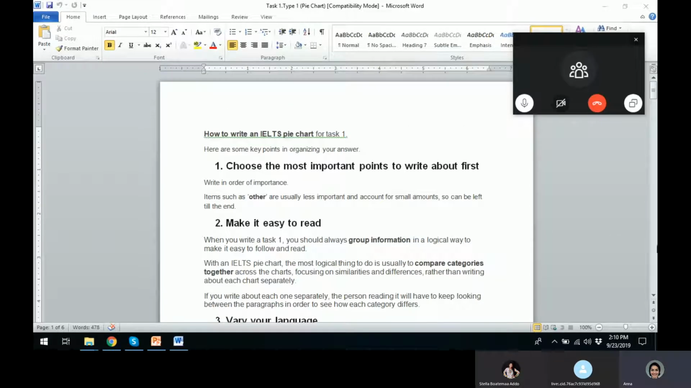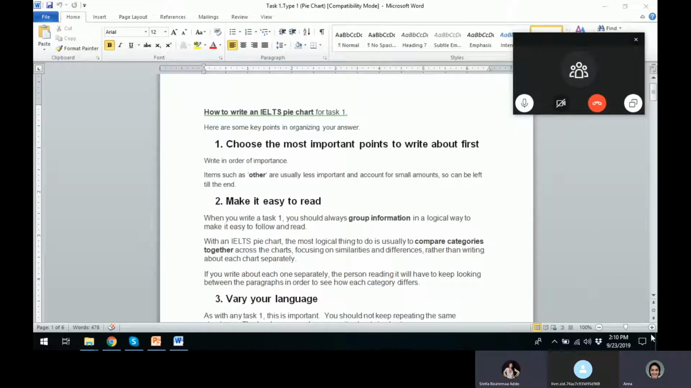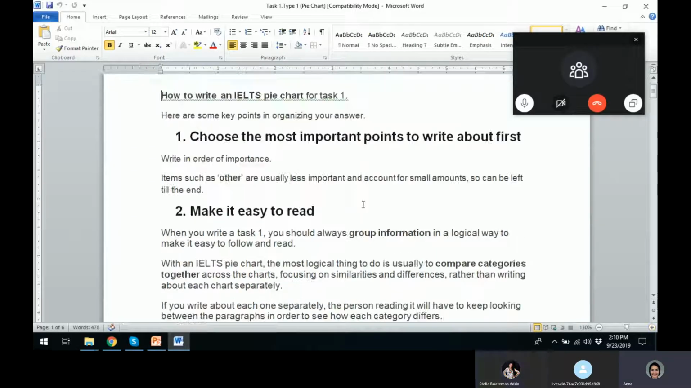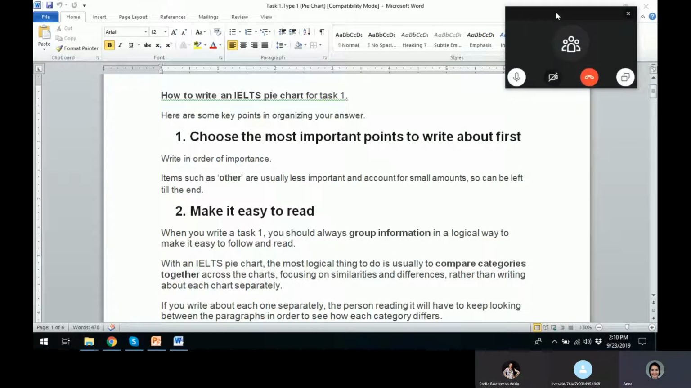So let's discuss them. How to write an IELTS pie chart for task 1. First of all, you have to choose the most important points to write about first. Okay, write in order of importance. Some of my students begin with the minor information. That's not right. IELTS wants you to highlight the most important points. Okay, that's why there's what we call an overview.